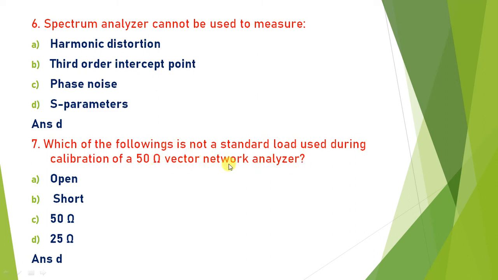So generally in a vector network analyzer, open loop, short loop and 50 ohm are used to perform the calibration, but 25 ohm is not used. Okay, so the answer is D.